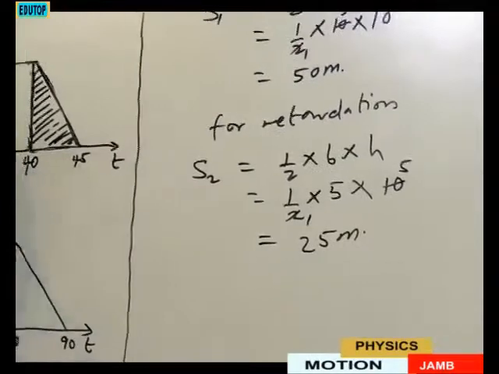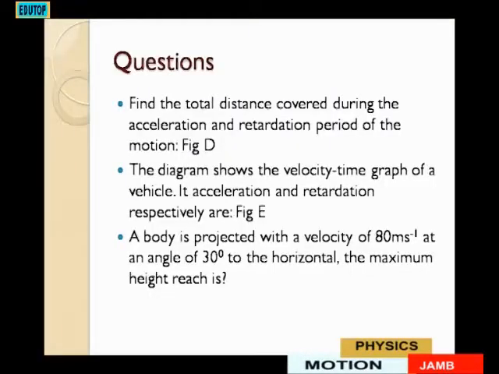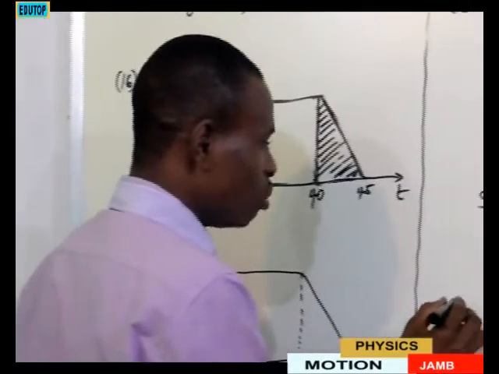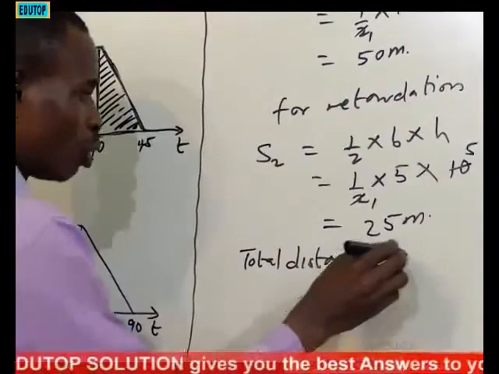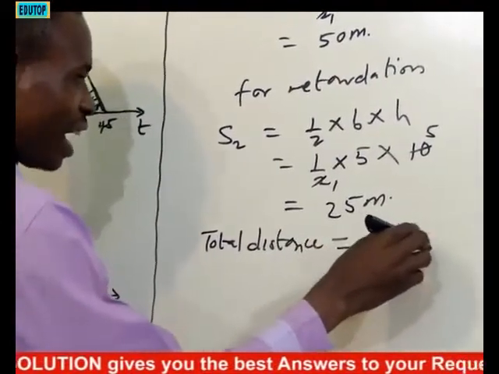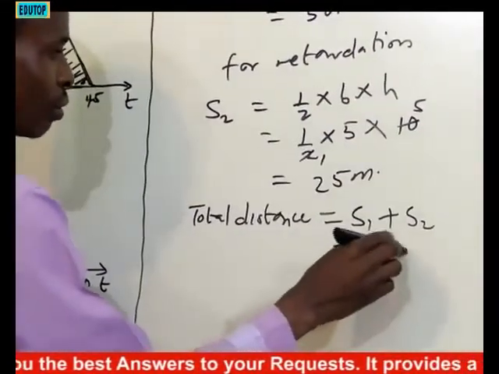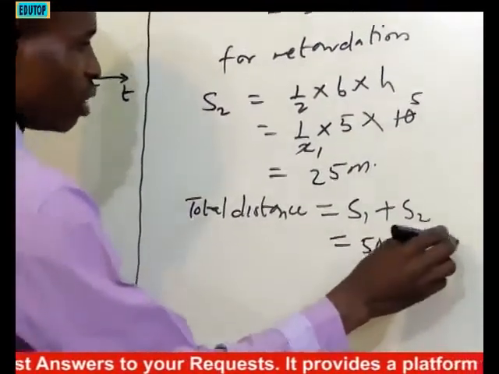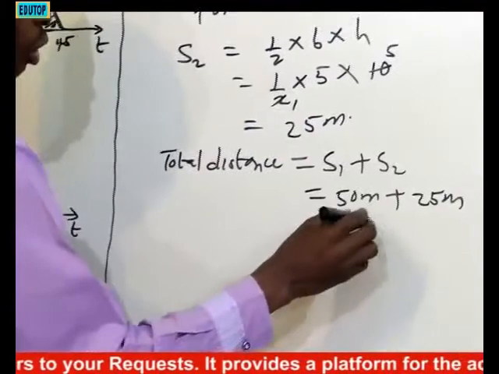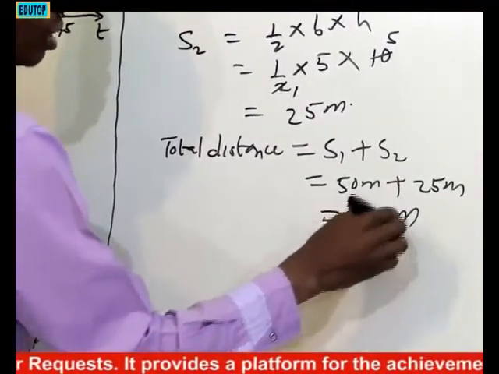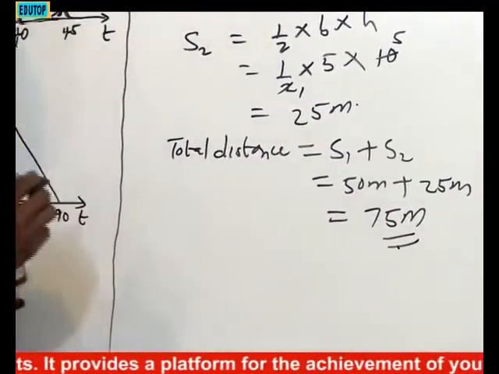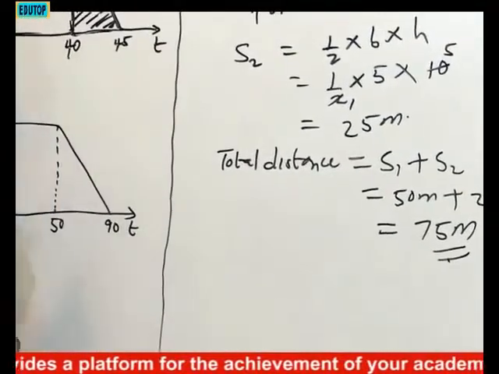But what the question says is this. The question says we should find the total distance covered. Total distance will now be equal to addition of S1 and S2. And our S1 is 50 meters. Our S2 is 25 meters. Altogether, we are going to have 75 meters. And that is the solution to question number 16.